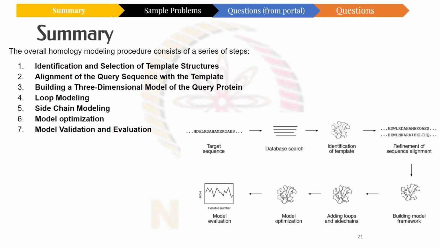Then in homology modeling, the alignment of the query sequence with the template is an important step. It is essential to achieve a high quality alignment as it directly impacts the accuracy of the resulting model. A homology model can only be as good as the sequence alignment. Like, a good sequence alignment can give a good homology model.